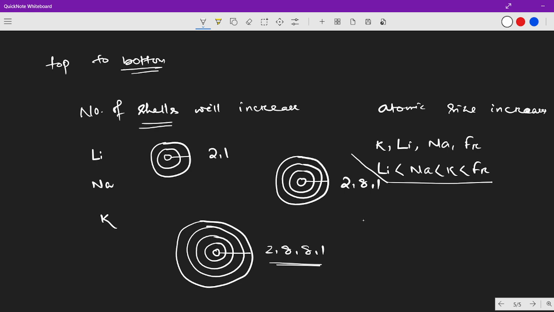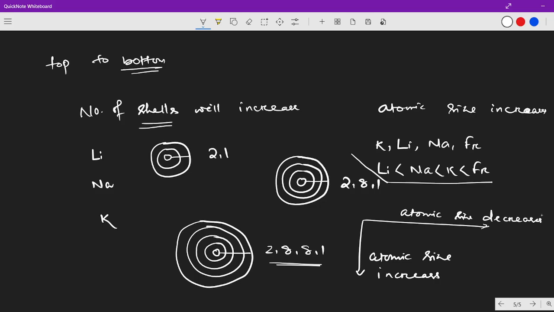So let me clarify once more. Top to bottom, atomic size increases, and left to right, atomic size decreases till the 17th group, because 18th group elements are stable. Hence their size won't be decreased.